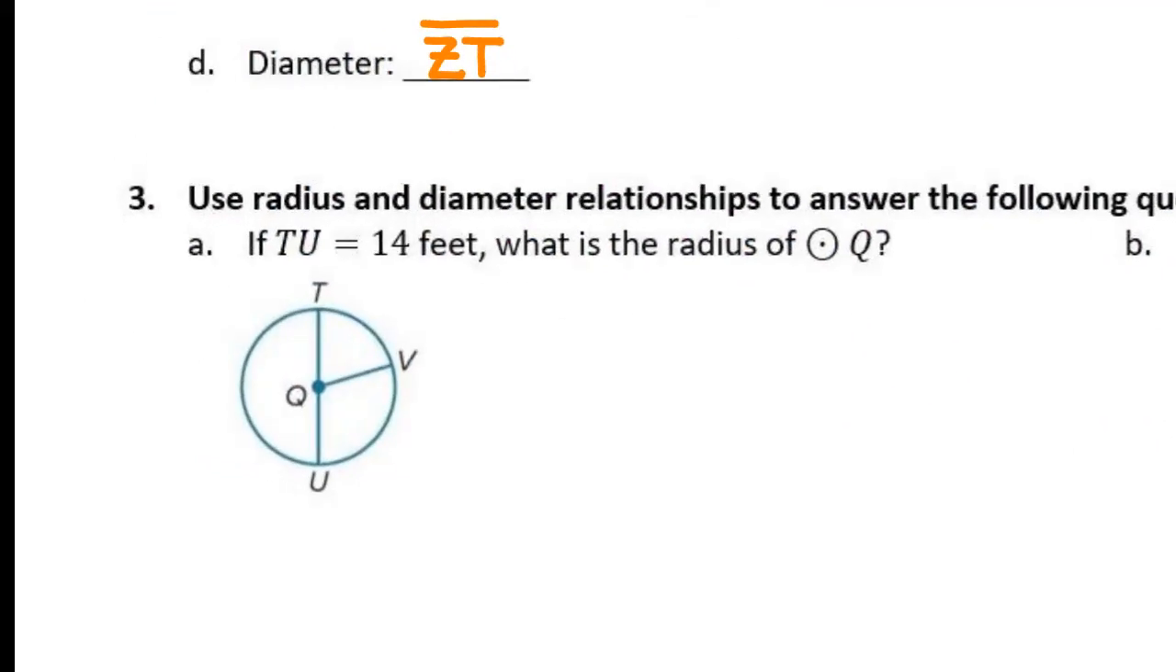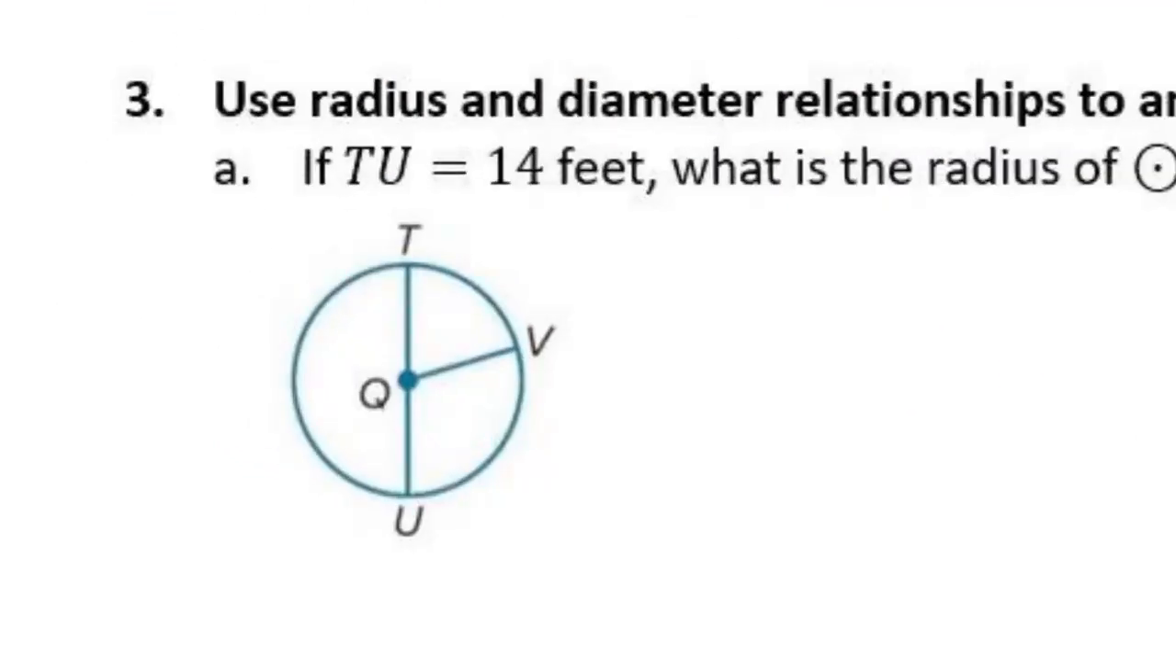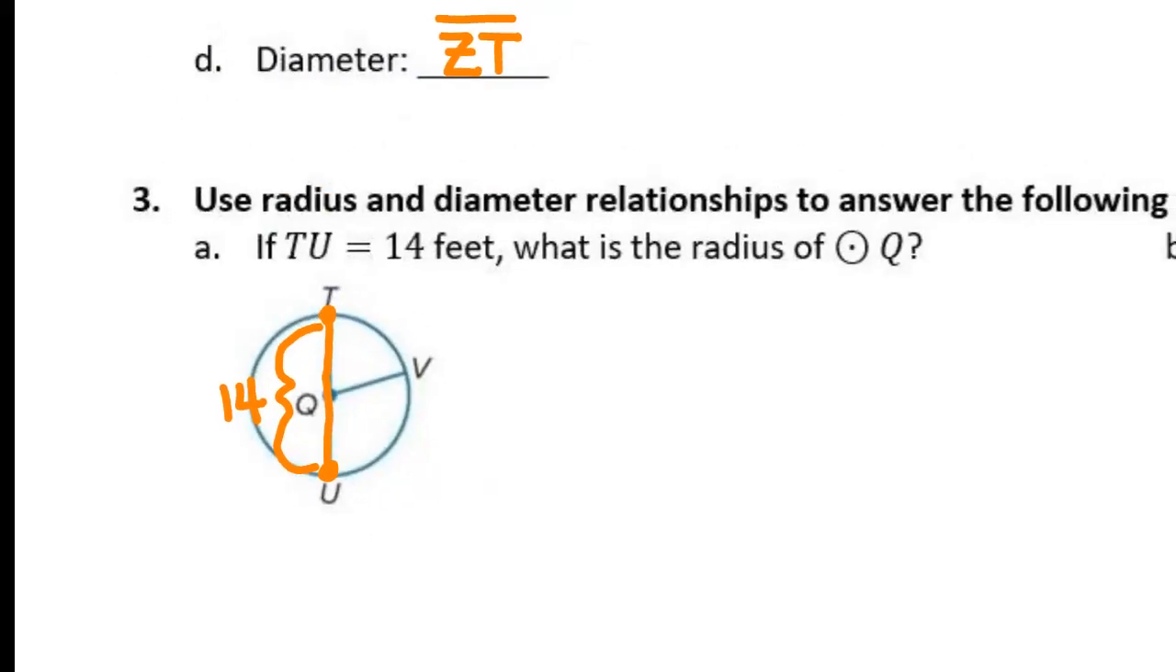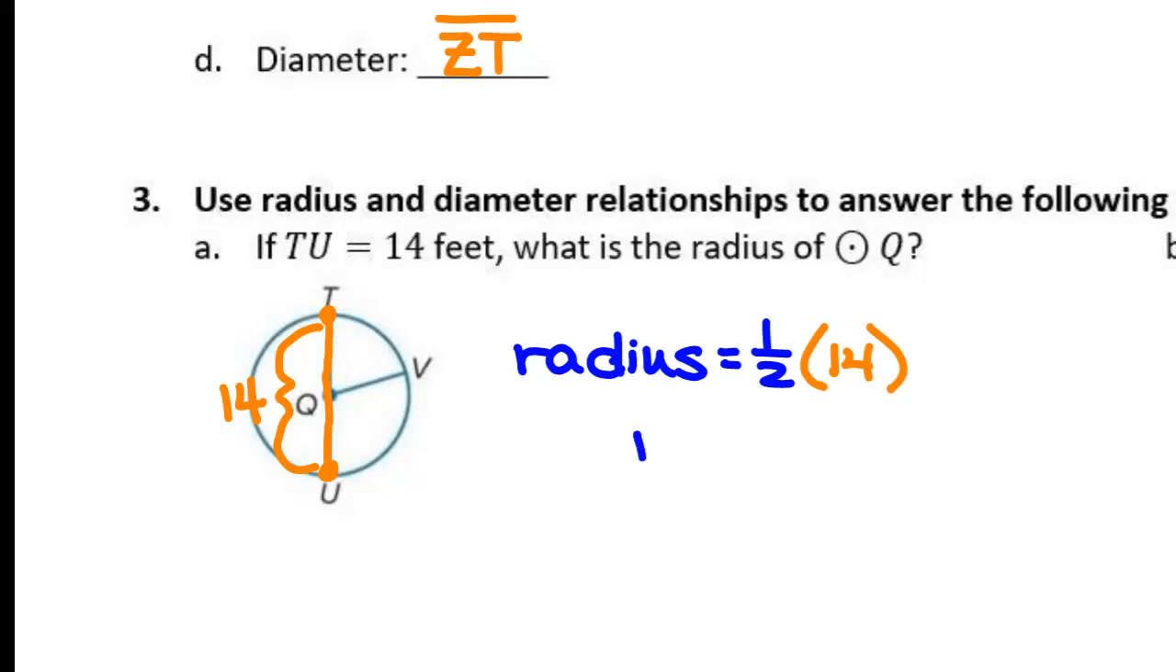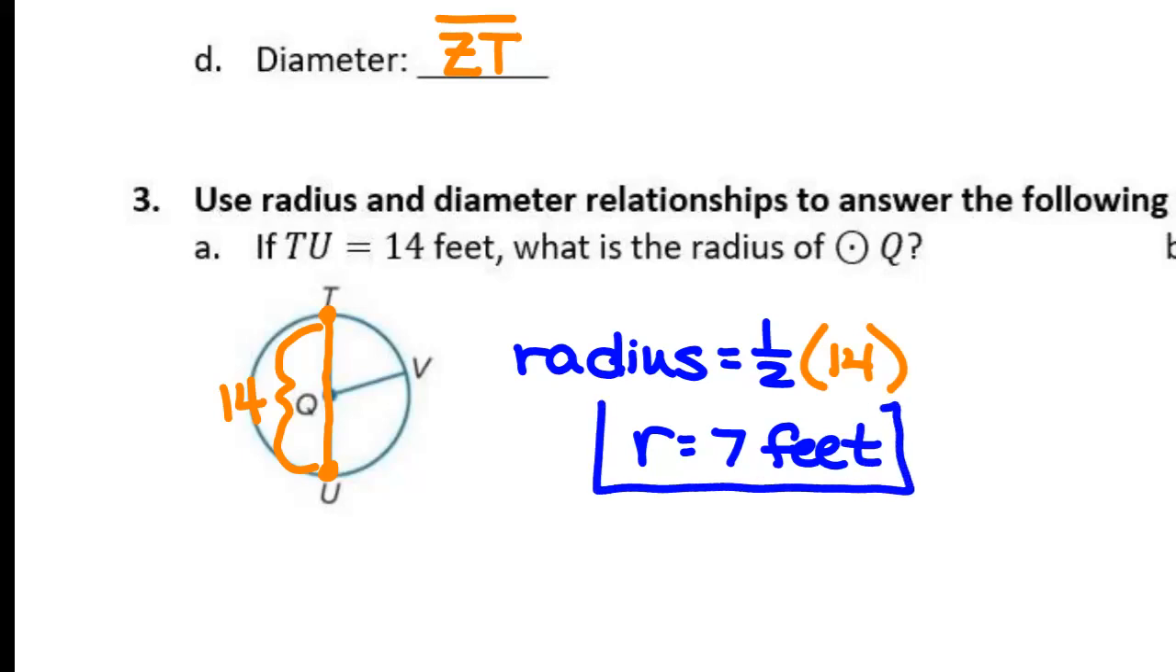All right, number 3. It says if TU from here to here is 14 feet, what is the radius of circle Q? 7. Radius is half of our diameter, and so the radius would be 7. We are going to go ahead and put units on that because they gave us the diameter with units, so 7 feet.